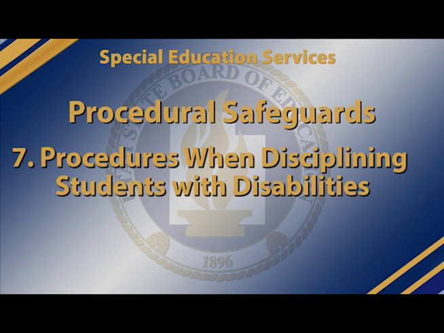Transmittal of records. An LEA reporting a crime committed by a student with a disability must ensure that copies of the special education and disciplinary records of the student are transmitted for consideration by the appropriate authorities to whom the LEA reports the crime. An LEA reporting a crime under this section may transmit copies of the student's special education and disciplinary records only to the extent that the transmission is permitted by the Family Educational Rights and Privacy Act.